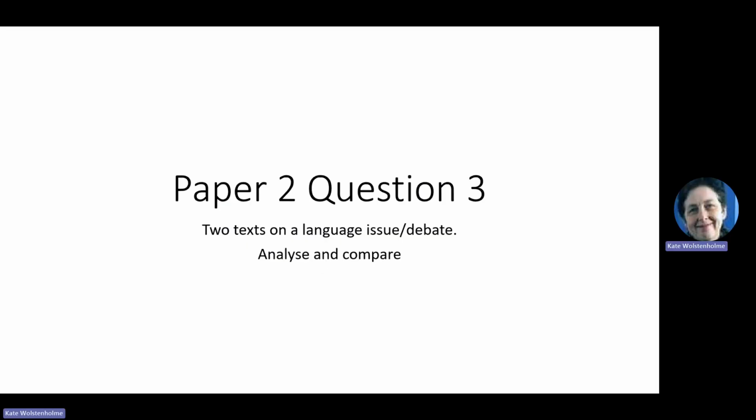So this is about paper 2, question 3, which is the question on paper 2 which has 2 texts about a controversial language issue. So it's 2 texts on a language issue or debate, and you have to analyze them and compare them. You do that together, you don't deal with the texts separately, you talk about them together all the way through your answer.